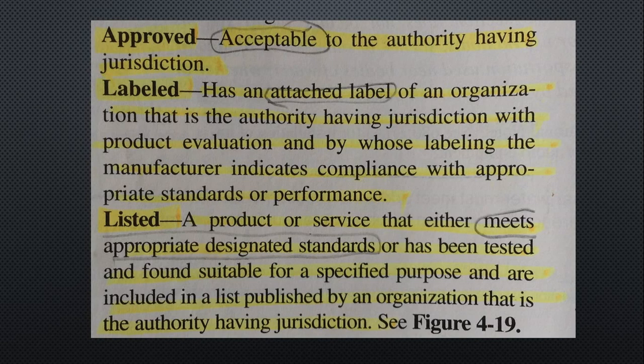Significant code terms. Article 100 of the code defines key terms. These definitions should be carefully studied. Some important terms include the following: Approved, which is acceptable to the authority having jurisdiction, or AHJ. Labeled, has an attached label of an organization that is the authority having jurisdiction with the product evaluation and by whose labeling the manufacturer indicates compliance with appropriate standards or performance.